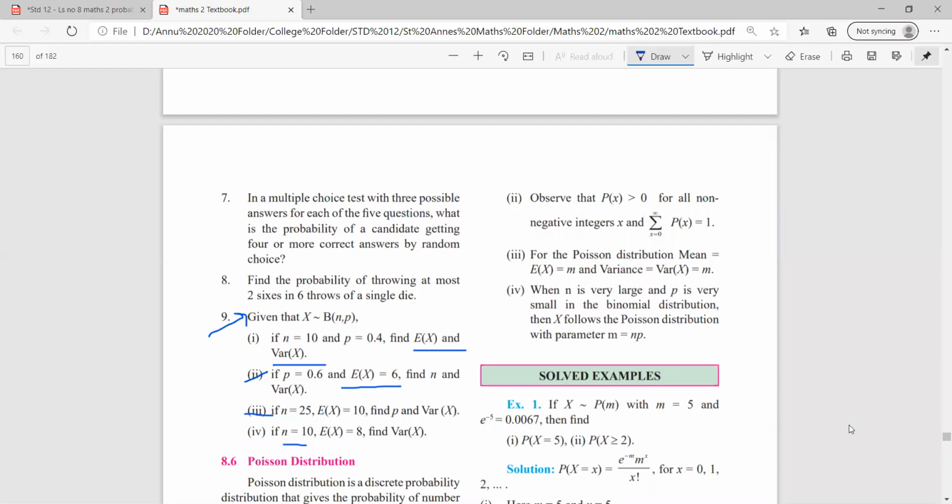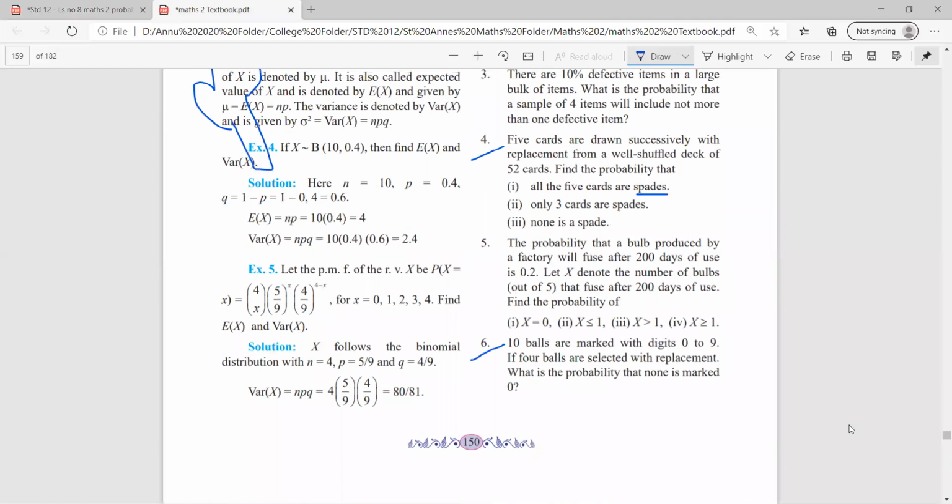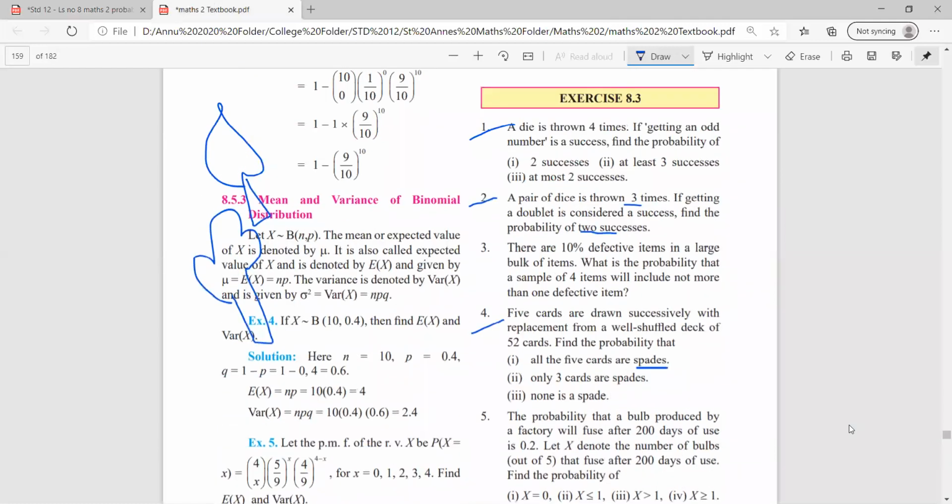So class, with this, we'll stop here for today. And I hope you have followed the formula for binomial distribution. Before you start with the exercise class, please go through the previous video related to binomial distribution.